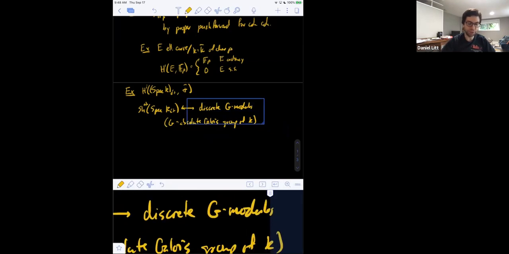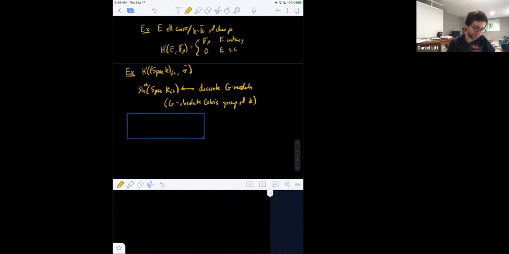Alternatively, given a discrete G module, you can say what its value is on a finite extension of K by taking the fixed points of the absolute Galois group of that finite extension. Okay, so that's the bijection, and one of your exercises was to check, using Galois descent or Étale descent, that it's an equivalence of categories.